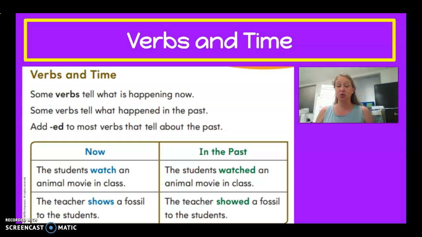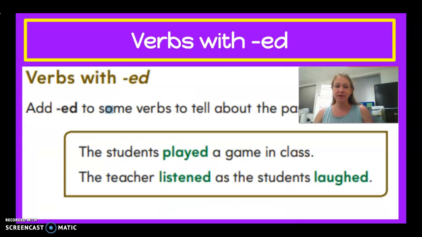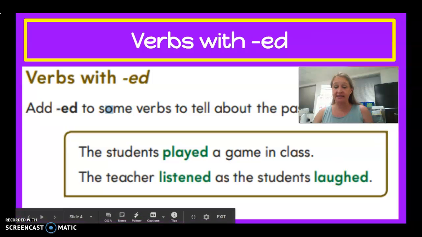It says the students watch an animal movie in class. So they're doing it now. But if it happened in the past, then we add ed. The students watched an animal movie in class. Then the other one that tells about now says the teacher shows a fossil to the students. Then if it already happened, the teacher showed a fossil to the students. So we're going to add ed to some or most verbs that tell about the past.